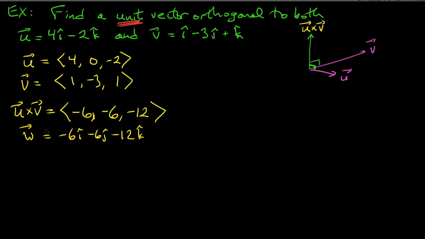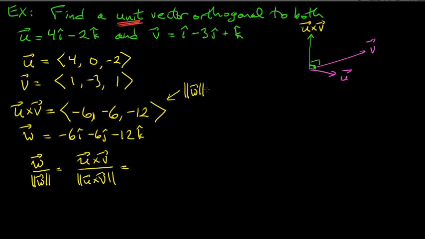So you know how to find a unit vector in the same direction. We talked about that in the previous video. That's just taking the vector and dividing by its magnitude, right? Or to spell it out, it's just u cross v divided by the magnitude of u cross v. So what's the magnitude of this vector? Well, the square root of -6 squared plus -6 squared plus -12 squared. So I get 216, or rather the square root of 216.